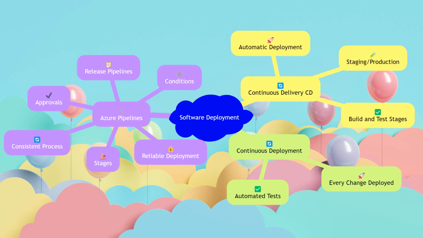Continuous Delivery, CD, extends CI by automatically deploying code changes to a staging or production environment after passing the build and test stages. Continuous deployment goes a step further by deploying every change that passes the automated tests to production. Azure Pipelines supports both CD and continuous deployment. You can define release pipelines that specify the stages, approvals, and conditions for deploying your application. This ensures a consistent and reliable deployment process.